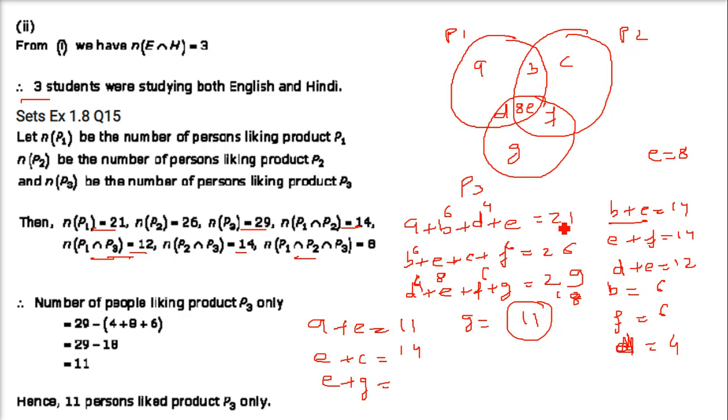And what do we want to know? We want to know this G only. That is, how many liked only P3? This is G, and G is 11, and this is the answer. This may seem somewhat complex the first time, but when you do questions like this, it will be quite easy to solve.